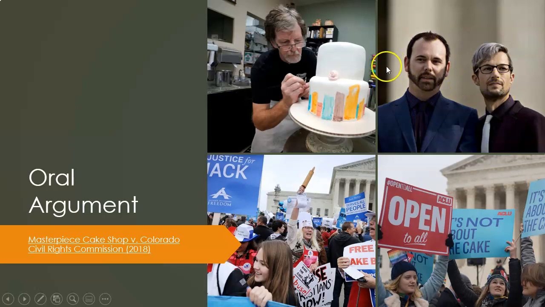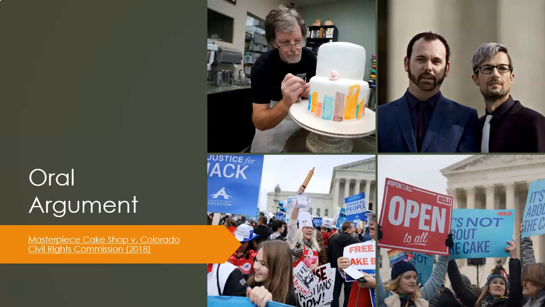And when they came to him, he didn't approve of their marriage. The owner of the Masterpiece Cake Shop is a religious conservative. He doesn't agree with same-sex marriage, but he didn't let that get in the way at first. So he asked, what do you want your cake to look like? And these two guys had some ideas. The more ideas they brought to him, the more nervous he got, because he thought, I don't agree with what they stand for, but I'll still give them a cake.